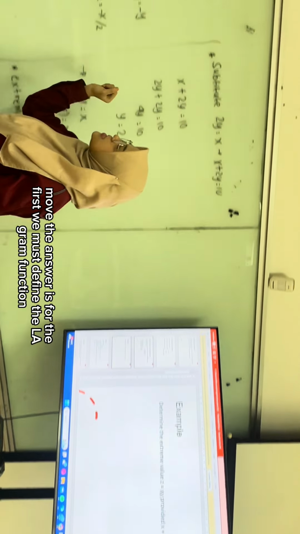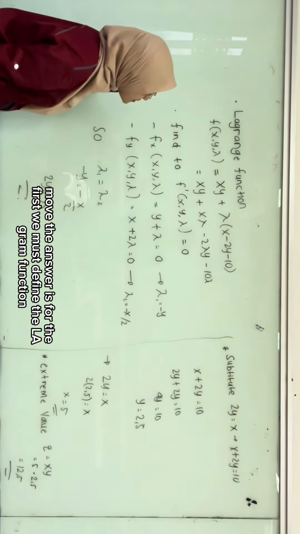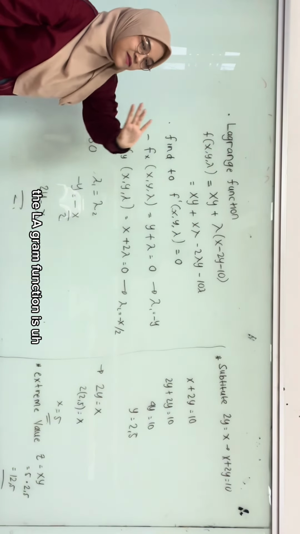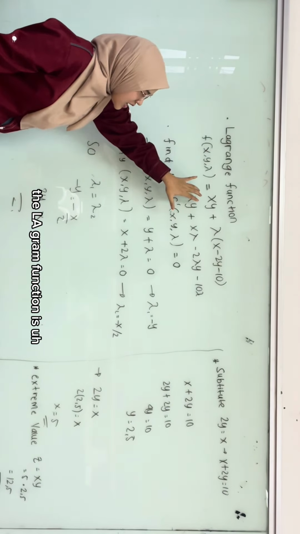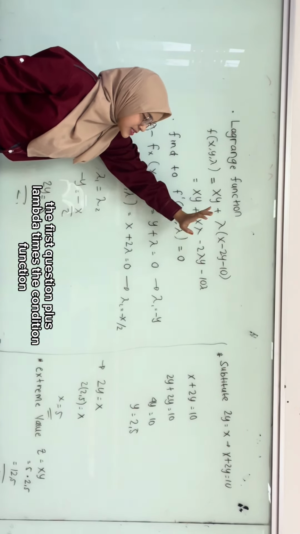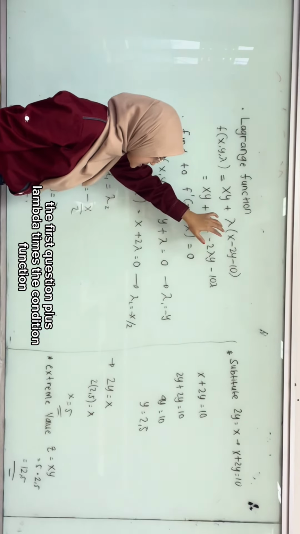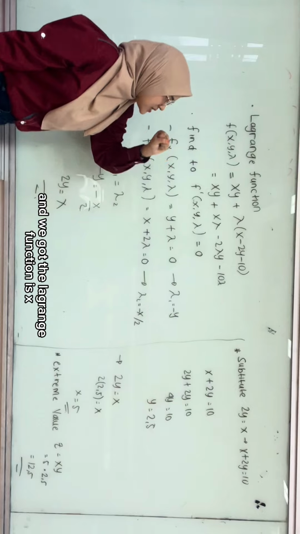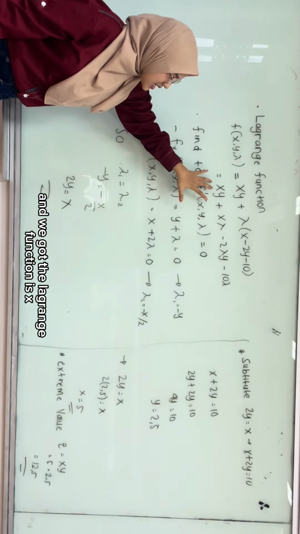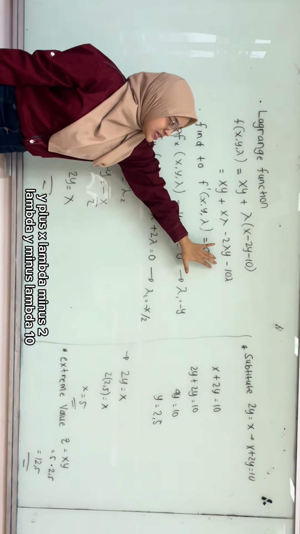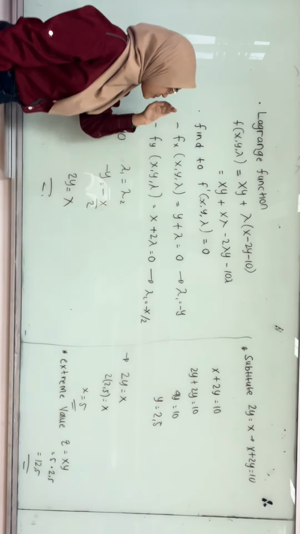Okay, for the example, determine the extreme value of z equals xy provided x plus 2y equals 10. The answer: first, we must define the Lagrange function. The Lagrange function is the first function plus lambda times the condition function. So we got the Lagrange function: xy plus lambda x minus 2 lambda y minus 10 lambda.